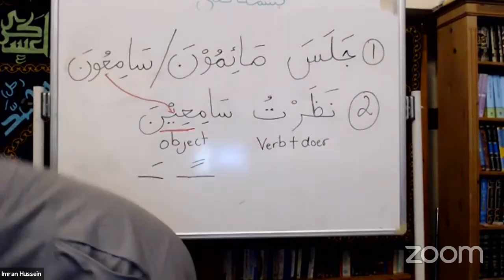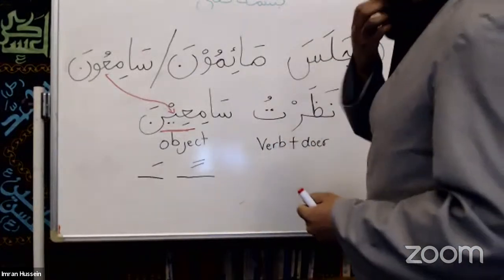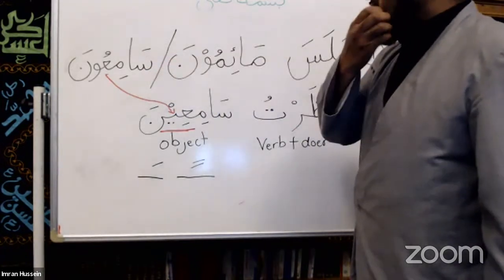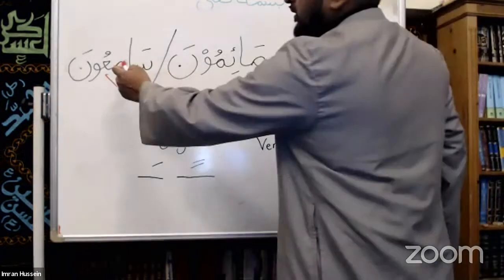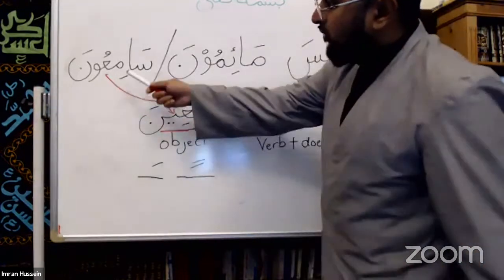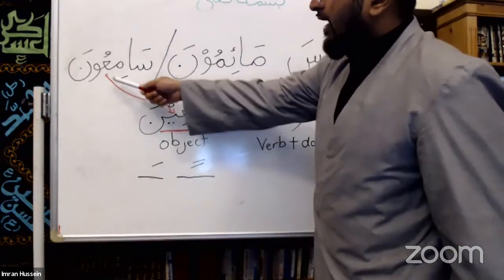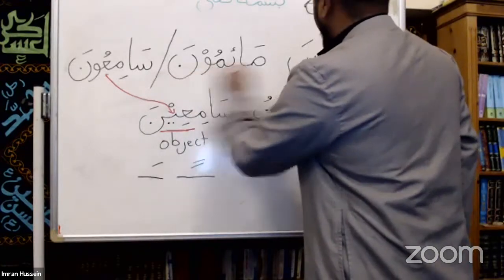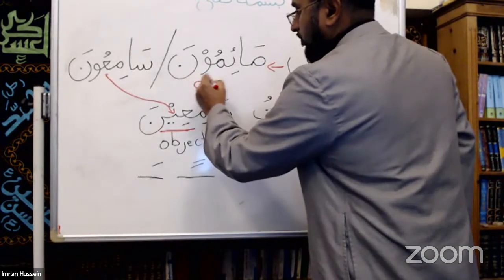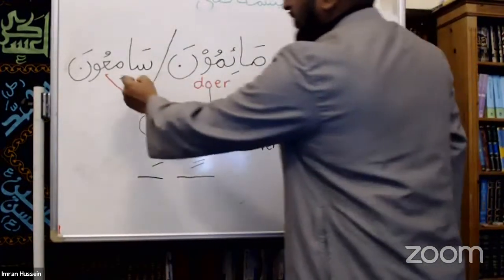That's what you do. Can you repeat it, Sheikh? Please, thank you. No problem. Okay, let me explain. So jalasa sami'una. Here, sami'una is the plural of sami'un, and it's coming as a fa'il. In this sentence, this is coming as a doer.